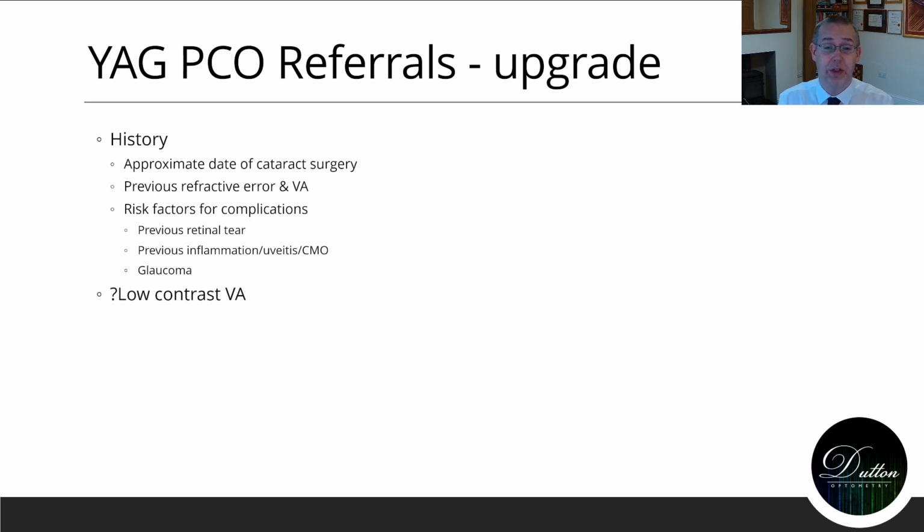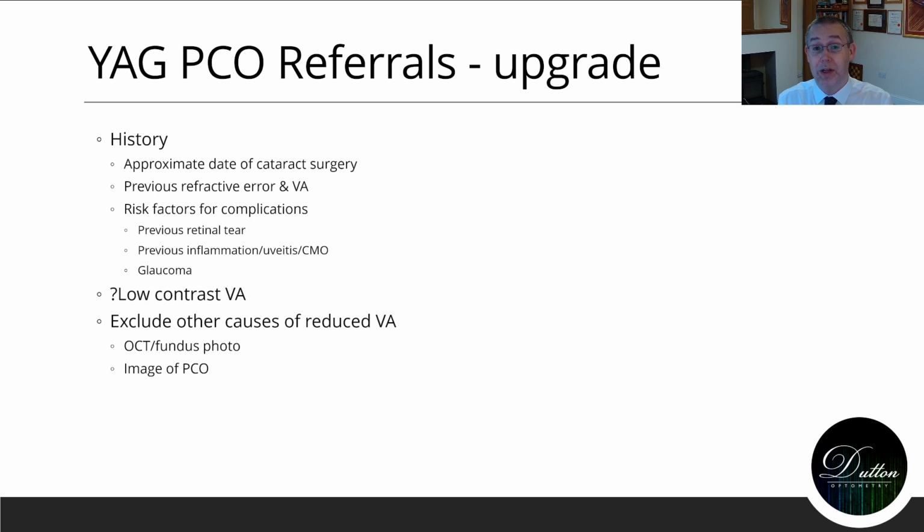In cases where the patient's really symptomatic but the VA is actually not that bad, you may wish to consider measuring the low contrast acuity. Again, that will just help to evidence the need and the benefit from undergoing the procedure. And it's helpful to exclude other causes of reduced VA. So if you can provide an OCT scan, particularly of the macula, a fundus photo is very helpful. And it's not that difficult to actually image the posterior capsular opacification itself. And again, that is just providing the evidence that it's there and that something needs to be done about it.